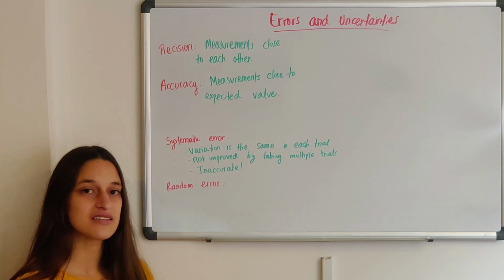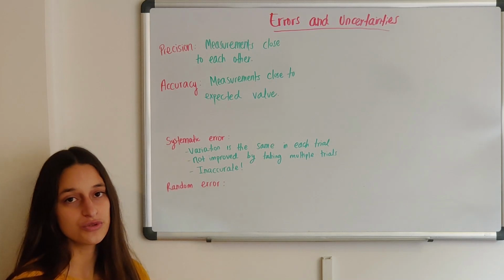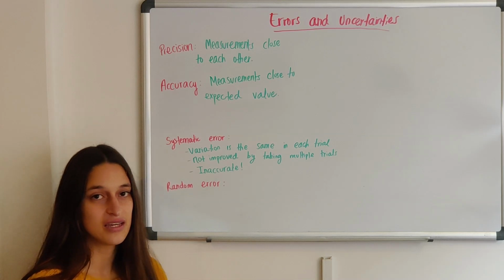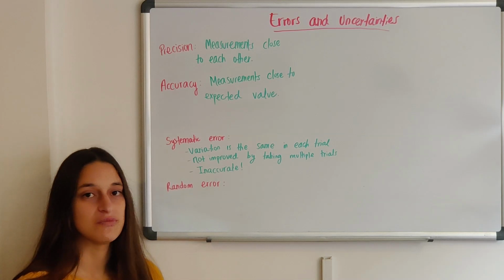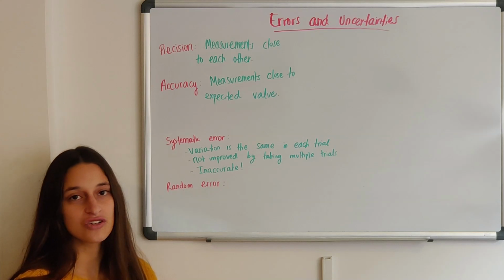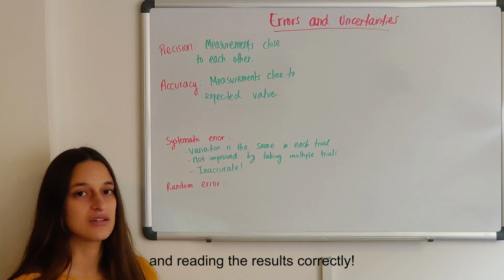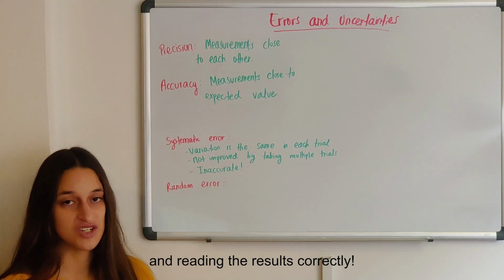So how can we fix systematic errors? We need to check our tools, check our devices, make sure they give 0 when they're not measuring anything, make sure we start the timer at the same time, that the scales are correct. It's more about manipulation and fixing the tools that we're using to measure.